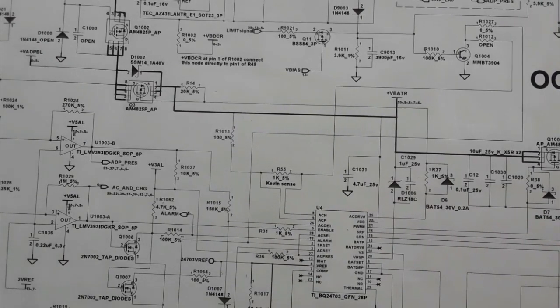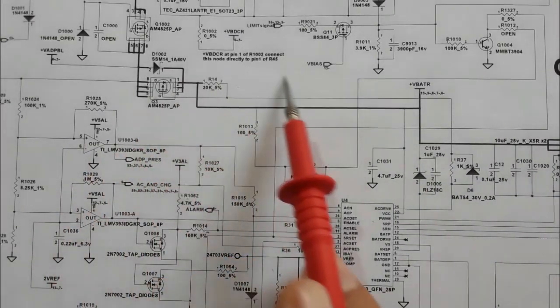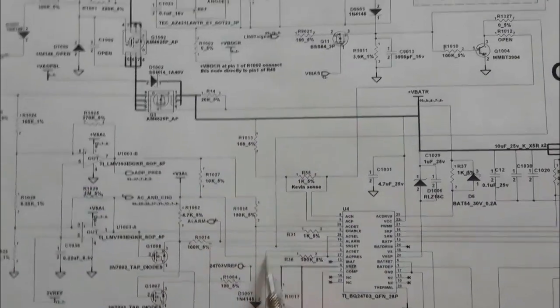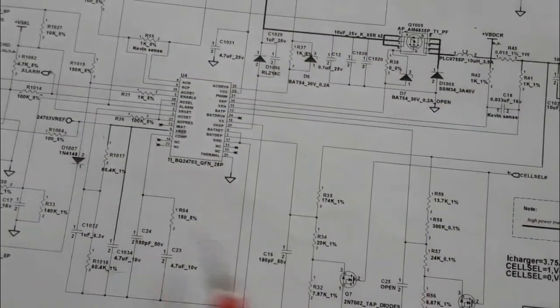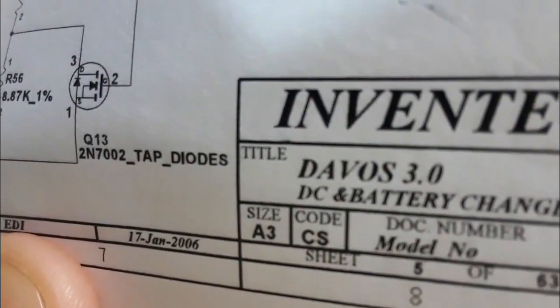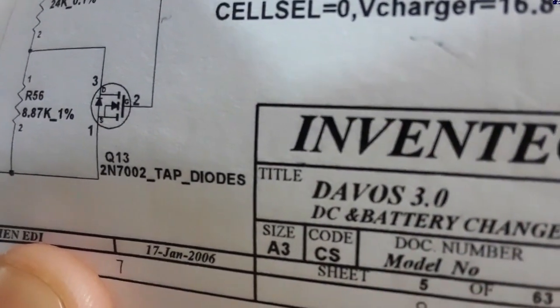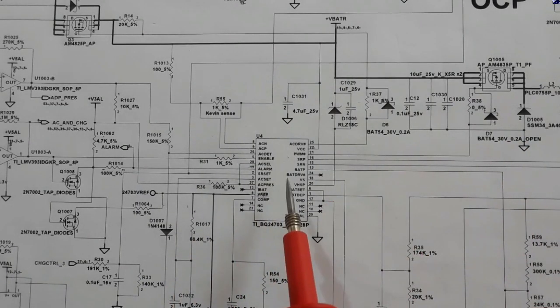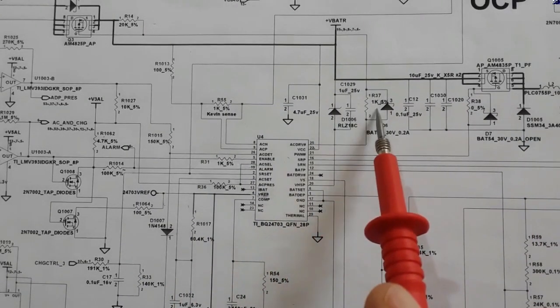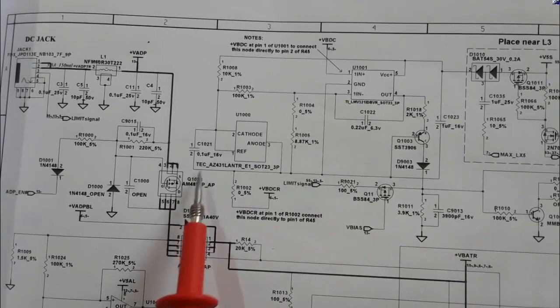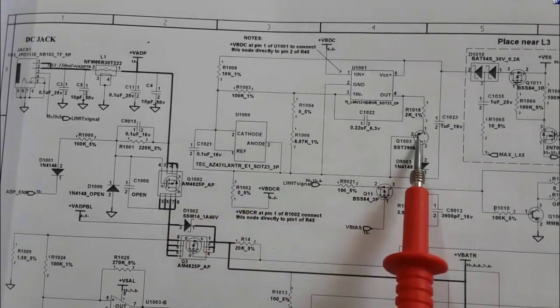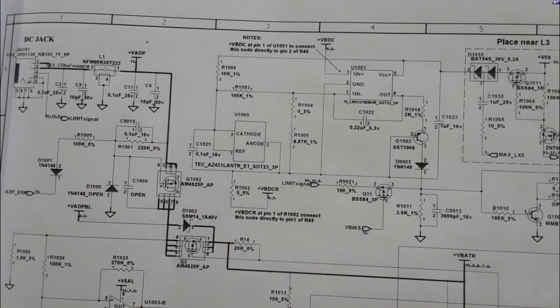So we're going to see the charge IC circuit in the laptop motherboard components. Okay, so this is the charge IC circuit. As you can see, we have here DC battery charger. So we're going to see the components that may fail in the charge IC circuit. We're going to see all these components in the circuit diagram and in the motherboard.